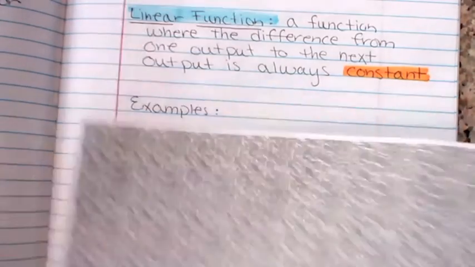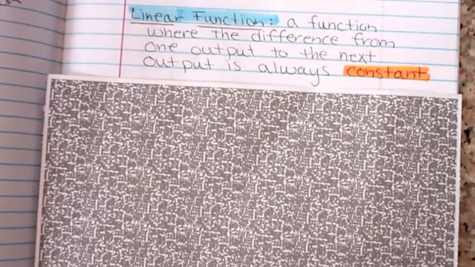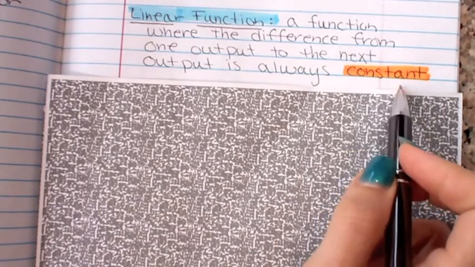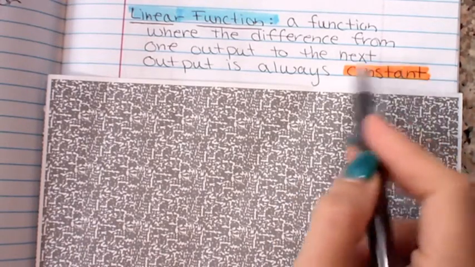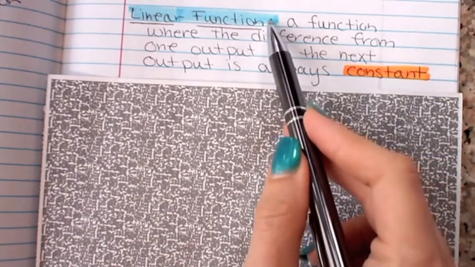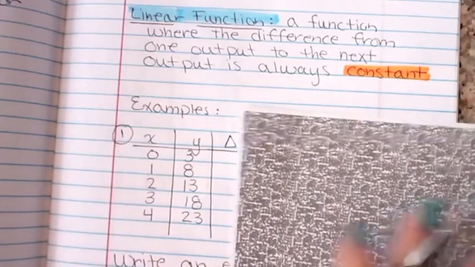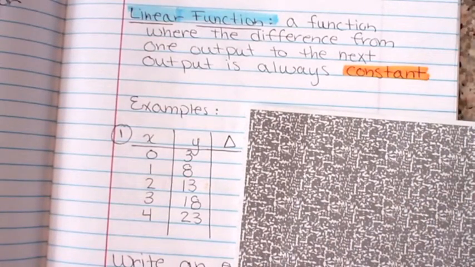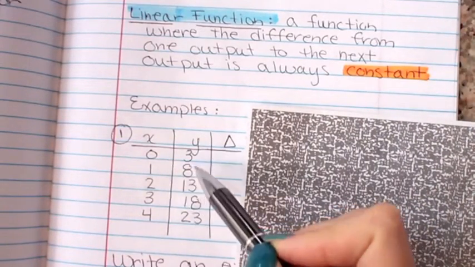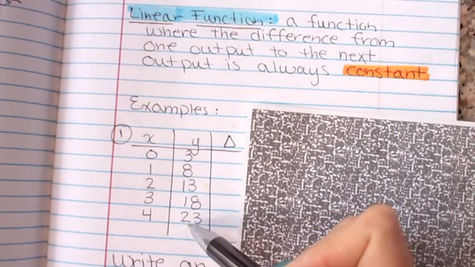And let's start with the definition for a linear function. A linear function is a function where the difference from one output to the next output is always constant. So if that difference is constant, then you know you have a linear function. So some examples are, in this table we have our inputs and our outputs, x and y.